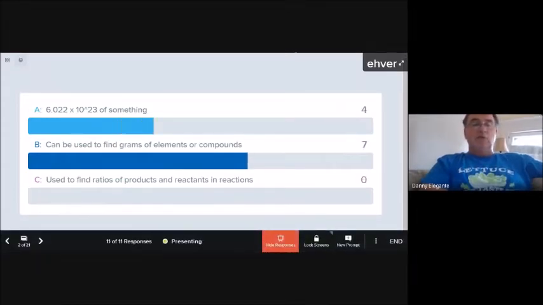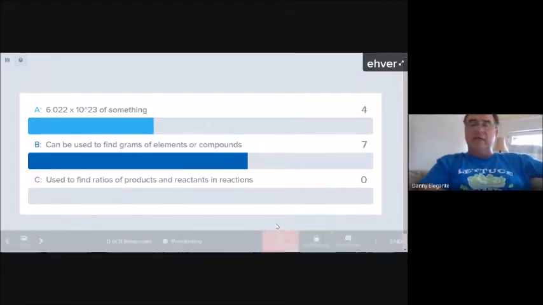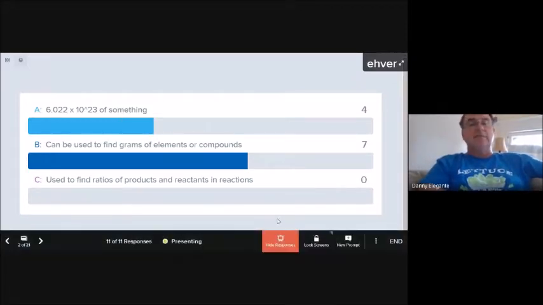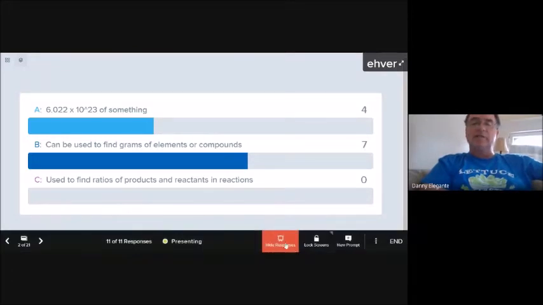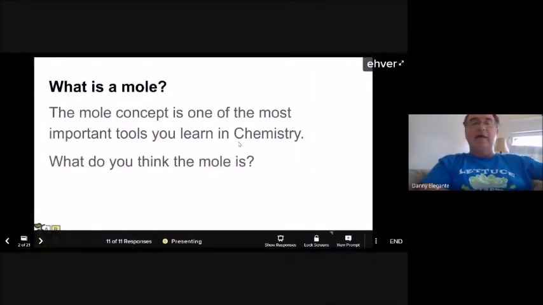All right, so here's what I see. Out of 11 of y'all that are signed on, I'm seeing that 4 of y'all think that it's 6.022 times 10 to the 23rd of something. Good answer, great answer, you got it right. And 7 of you think that it can be used to find grams of elements or compounds. And you were right as well, because what we know is that the mole is something that's multidimensional.